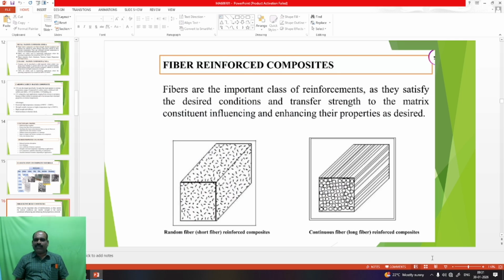Now we are going to see fiber reinforced epoxy composites. That means the fibers are the important class of reinforcement, as they satisfy the desired conditions and transfer strength to the matrix constituents, influencing and enhancing the properties as desired.